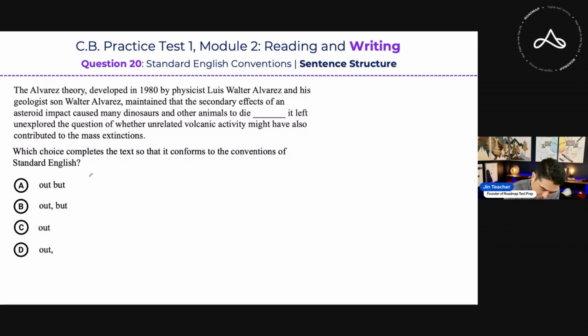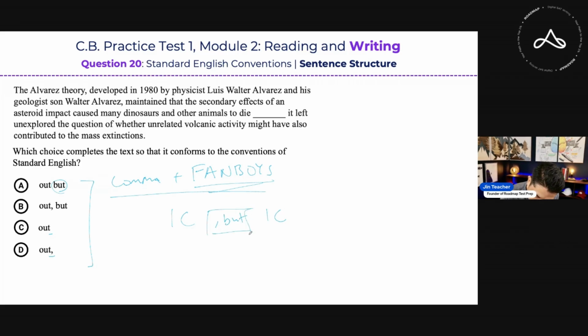So here, noticing we have commas and no punctuation, but we also have FANBOYS words, okay? So one of the concepts that you'll need to know is the FANBOYS word. And you know that when you have a comma plus a FANBOYS word, right, this can be used to separate two independent clauses.